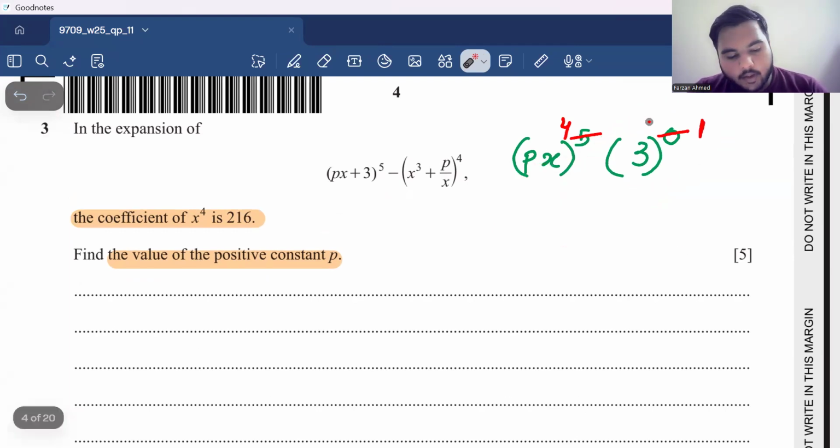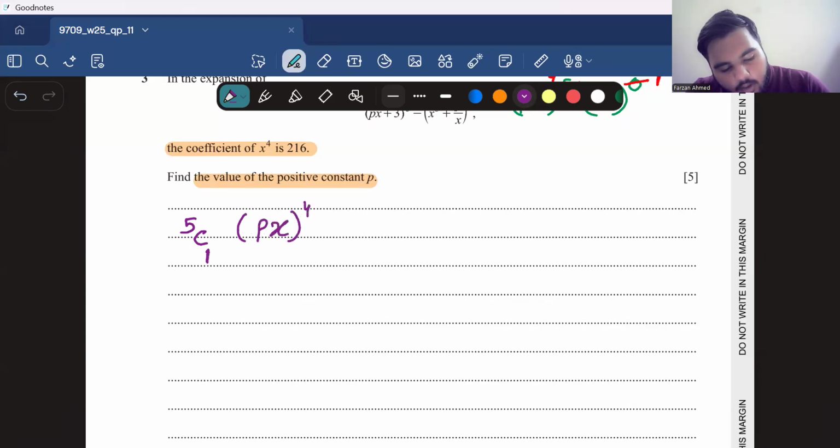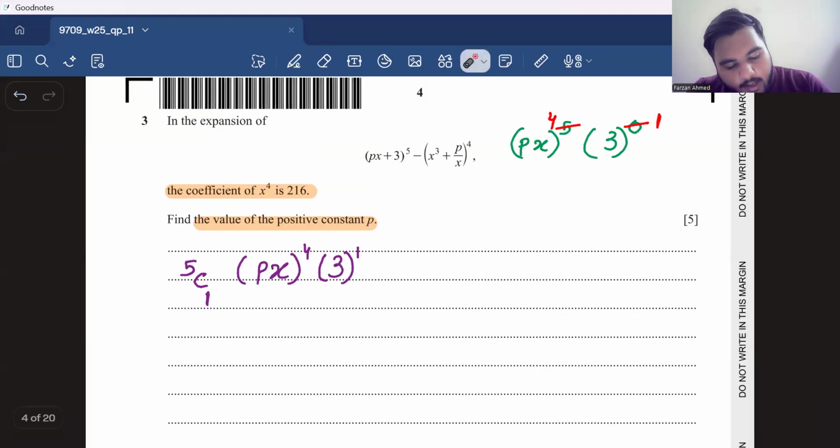So, using the formula nCr, 5C1 times (px) raised to power 4 and 3 raised to power 1. Here n is this 5, and r is from here.